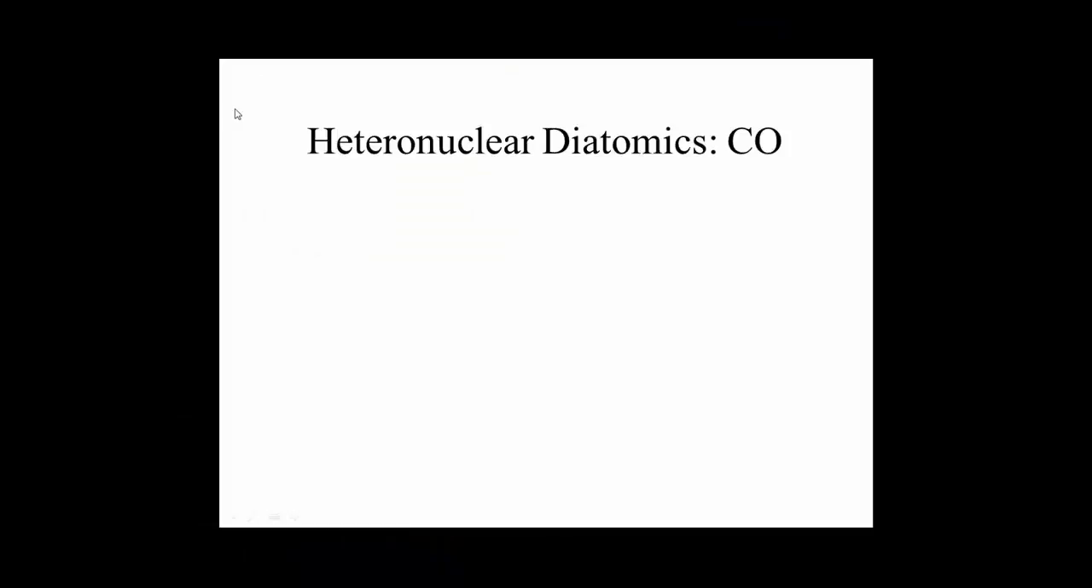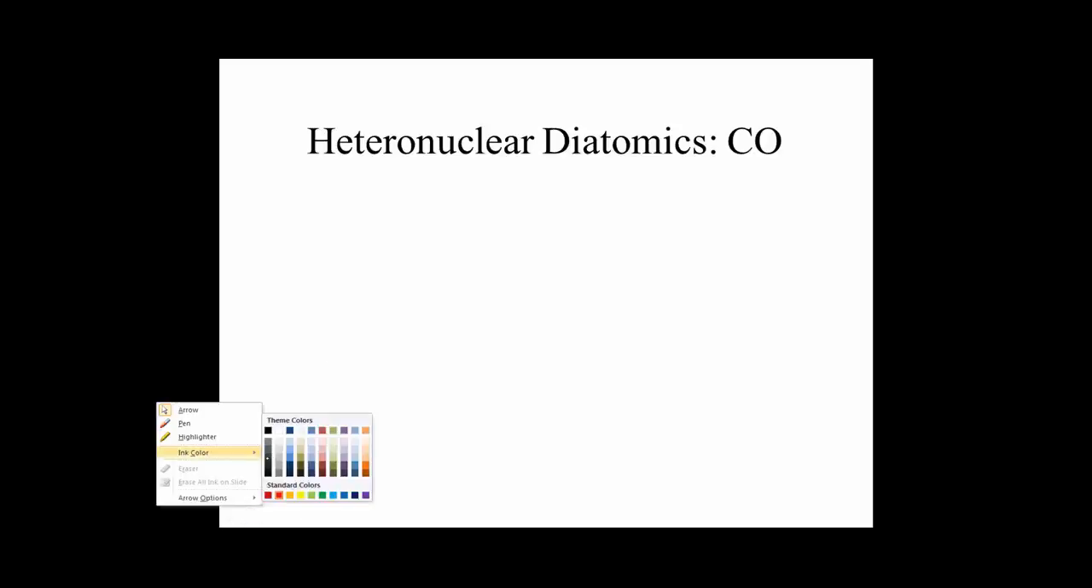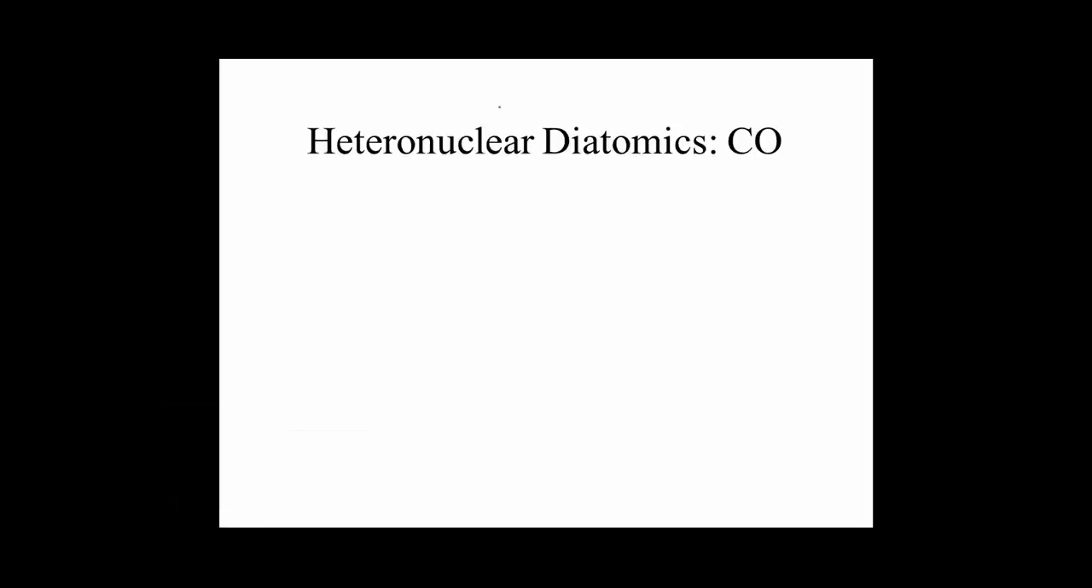Heteronuclear diatomic molecules, in particular we're going to look at carbon monoxide. So we're going to go through the same procedure, how to find the molecular orbitals, the bonding in the molecule. So first we need to remember what our geometry is and determine the symmetry, so we know what atomic orbitals are going to overlap. Valence atomic orbitals, that's easy from the periodic table.